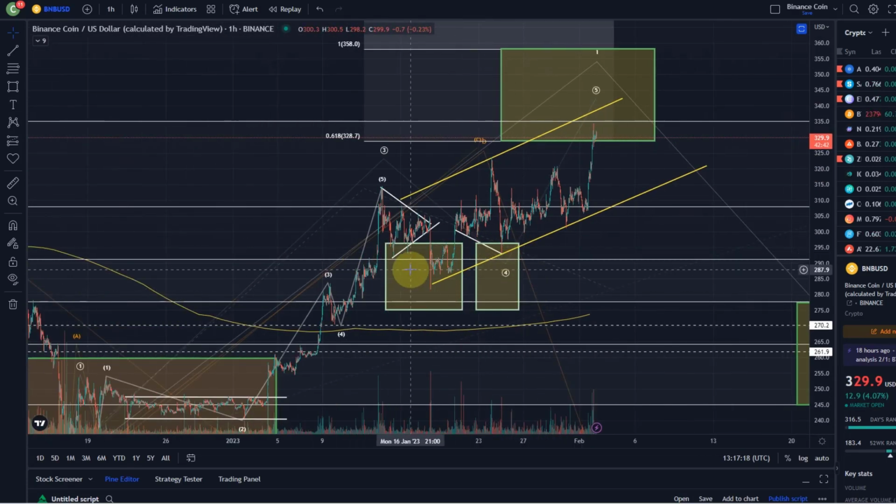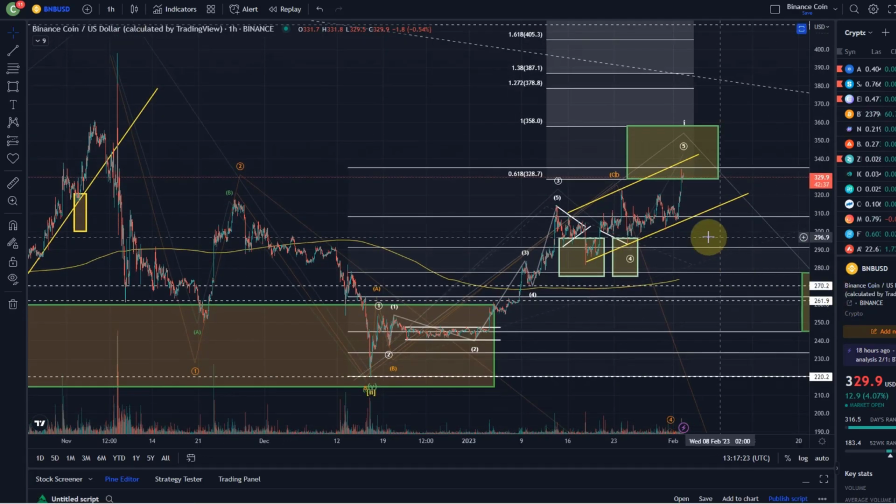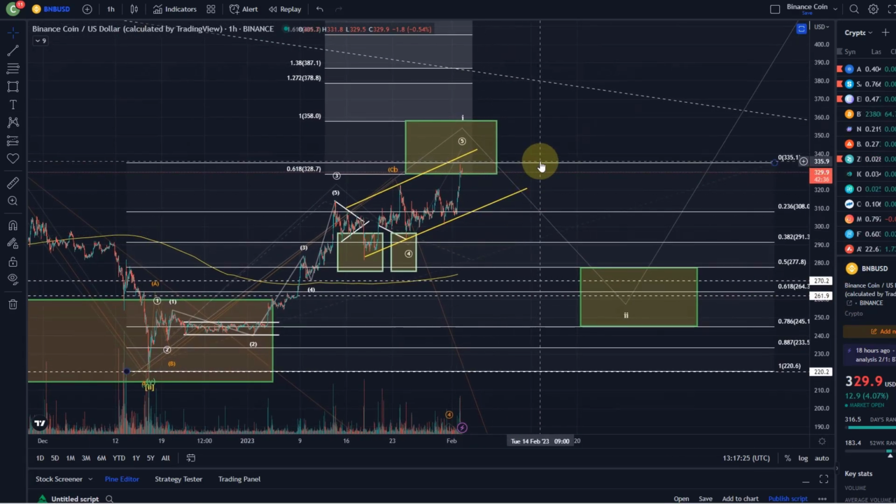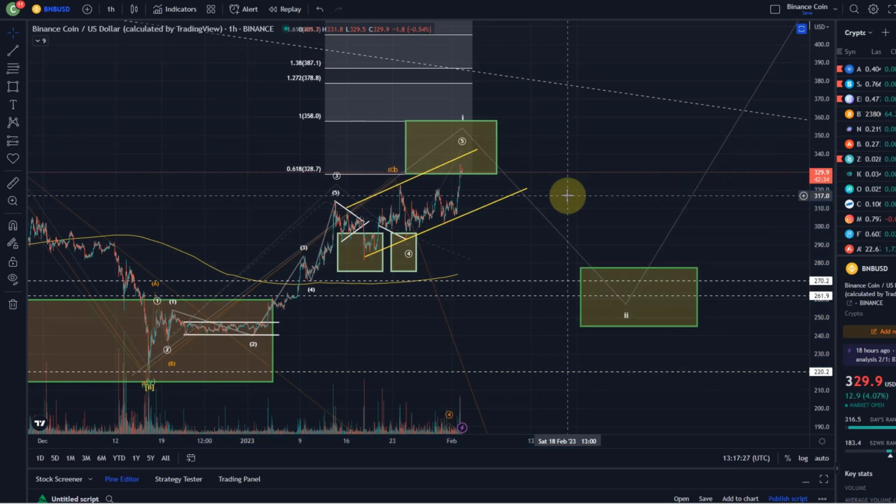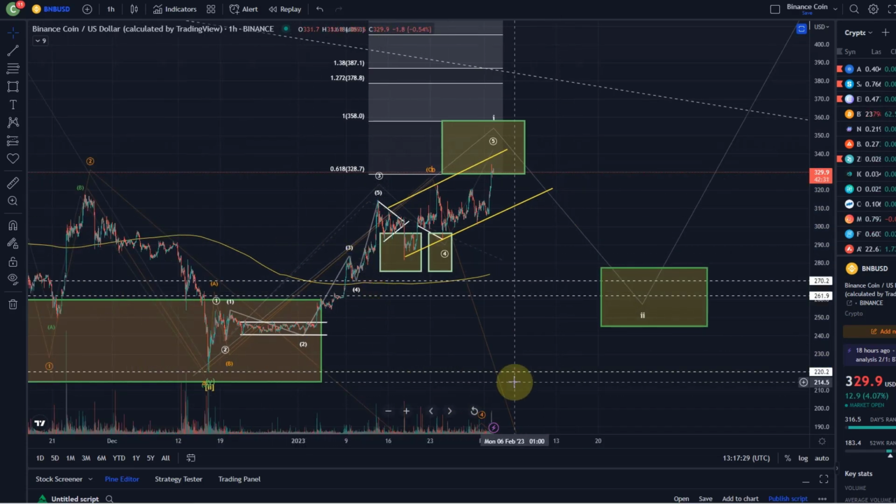But again, the trade setups were here. You can trade the range if you like to. They are not very reliable setups, unfortunately, from experience. But for now, the trend is up and it's looking good for BNB.